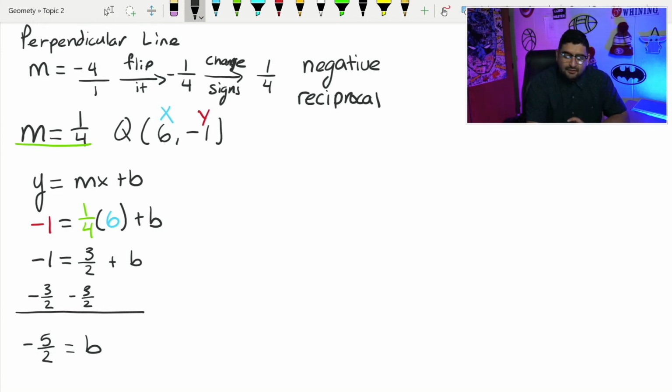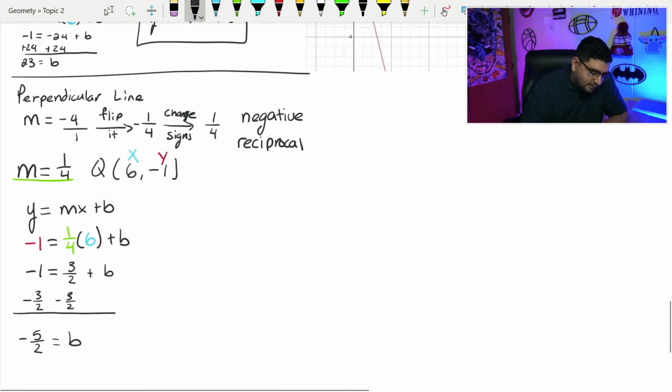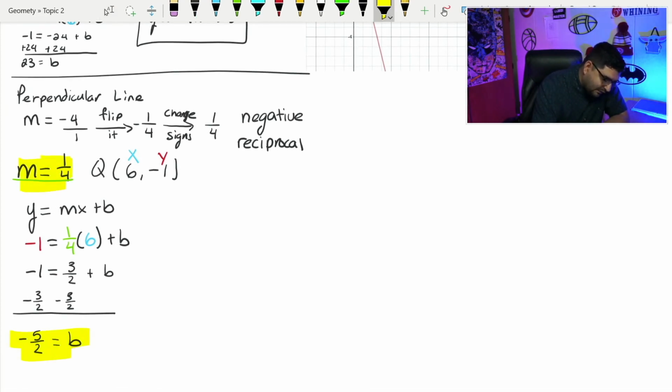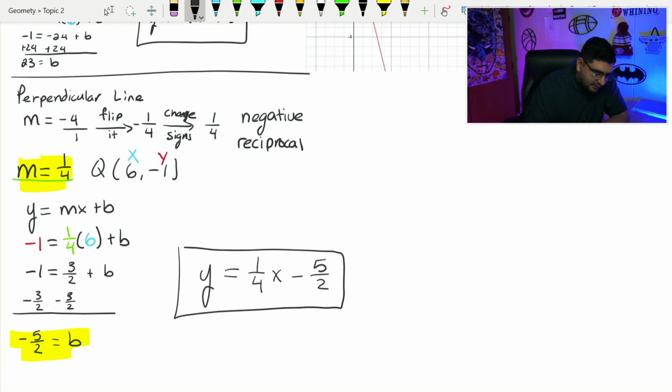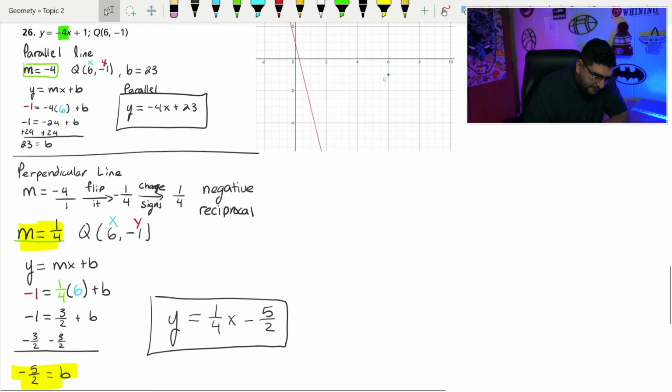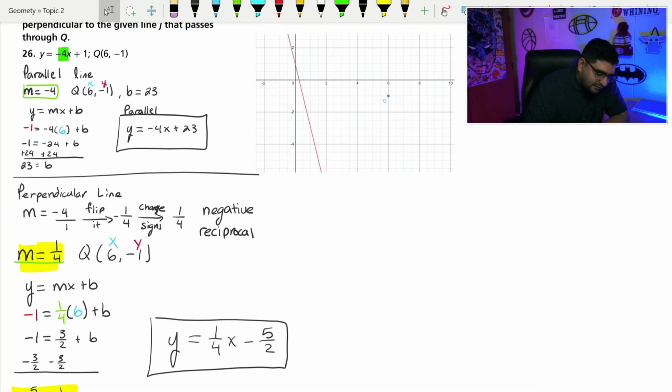But now we have all the information that we need to write this perpendicular line. We have our b value and we have our slope value. So now we plug it in again into slope-intercept form, and we get y equals 1/4 x minus 5/2. And this would be the line that's perpendicular. Okay? And what we're actually going to do now is graph these on a website known as desmos.com, and we're going to make sure that what we just did is in fact correct.